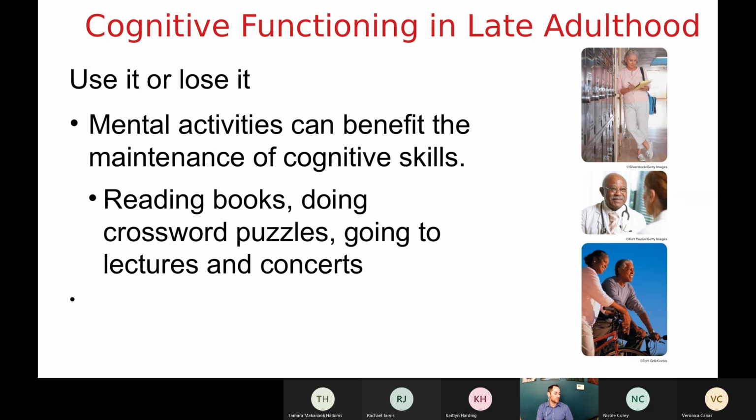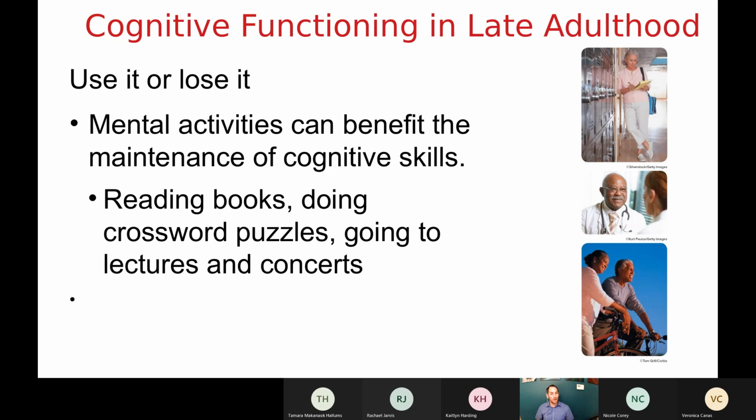This is the point I just made a little early. So use it or lose it. Do things to engage your mind. This is relevant at any point in life. If you want to develop your working memory, you can do it now, whether you're 12, 22, or 82. You can build your working memory.